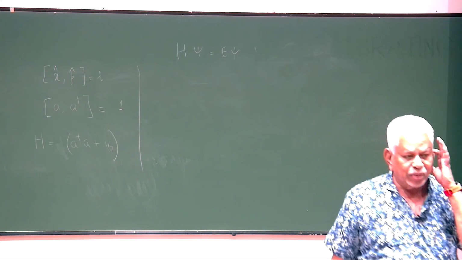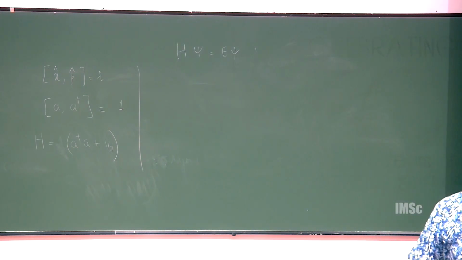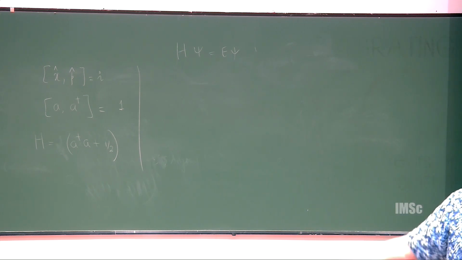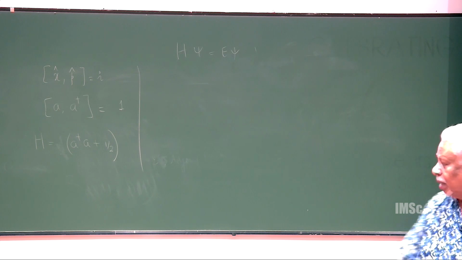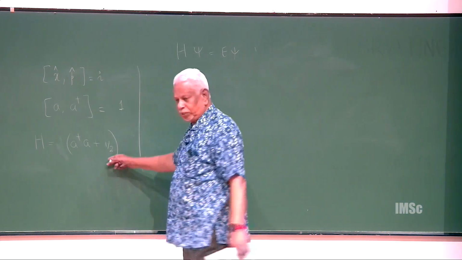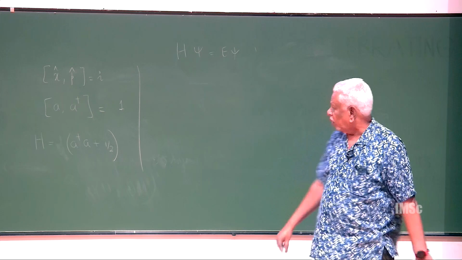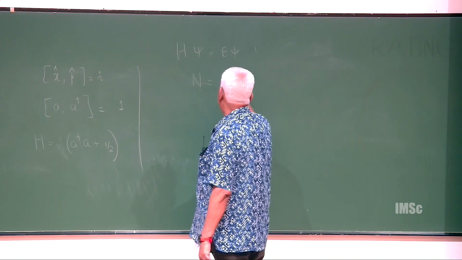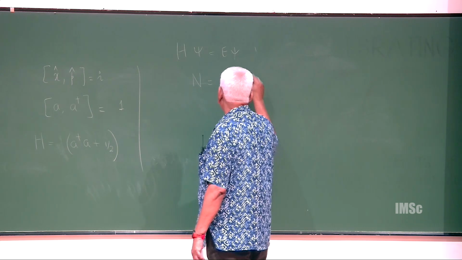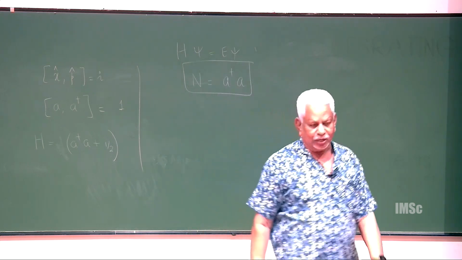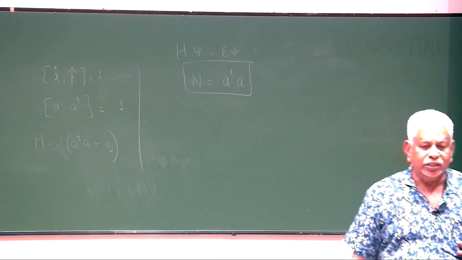Yesterday somebody was asking me, you said x hat is a matrix, p hat is a matrix. I am going to give that matrix now. First let us find out the eigenvalues of this operator. Essentially I will call N the operator which is A dagger A. We will call that operator the number operator. We will see why it is the number operator.